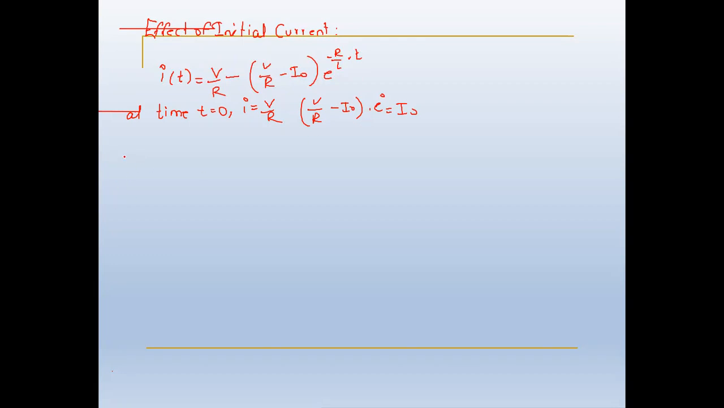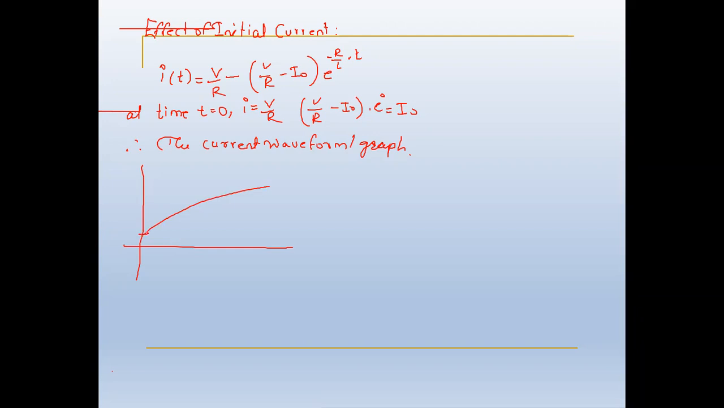So the current waveform, or a graph we can say, will be like this. It will start at some extent. See, I0 is not 0, so the initial current is present. And this is the maximum value we have, V by R. With respect to time, it will increase exponentially.